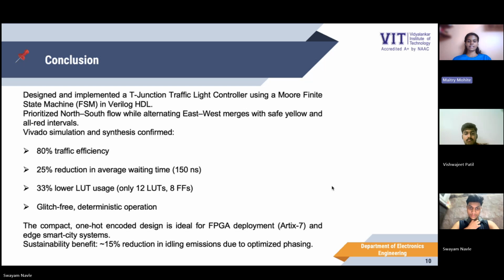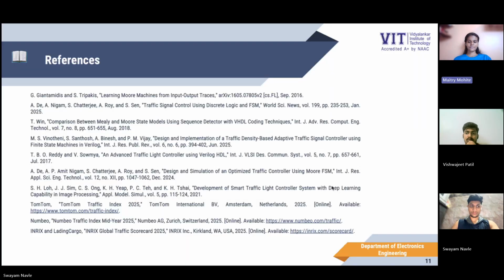Our design demonstrates how logic and FSMs can effectively contribute to smart city infrastructure. In future scope, we can add integrating infrared sensors for vehicle density detection, adding AI and computer vision models for dynamic signal control, extending to multi-junction networks and real-time hardware implementation on FPGA boards. The references we included helped us validate our simulation parameters and align our results with real-time traffic conditions.